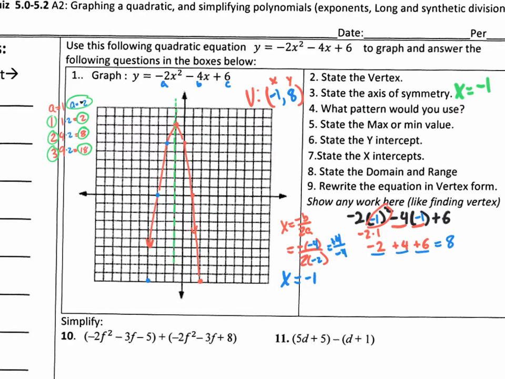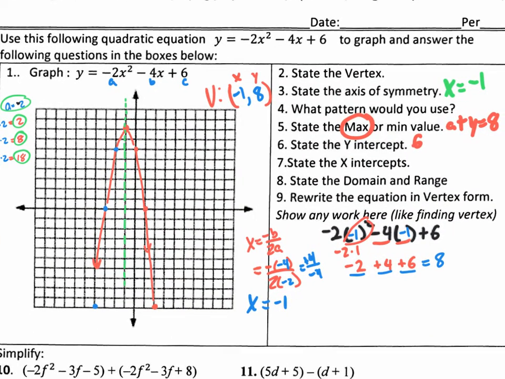State the max or min value. Well, because the a value is negative, because it's opening down, that is a maximum height, right? You throw something up in the air, it reaches a maximum height, then it comes back down. What is that maximum height? That's the y value of your vertex. So you would say that your max value is at y equals 8, right? State the y-intercept. Well, you could clearly see that it crosses right here, and if you count where that location's at, that would be 6. Okay, so the y-intercept is at 6.